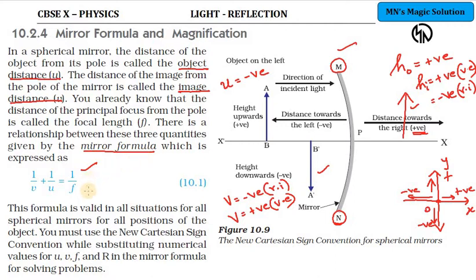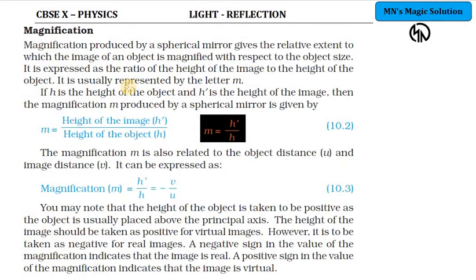And the formula is very simple. It is 1 by v plus 1 by u is equal to 1 by f. The second formula that we will be using is that of magnification. What is magnification? It is the relative extent to which the image of an object is magnified with respect to the object size. So the formula for magnification is given by: magnification is equal to height of image divided by height of object, or you can say height of image is equal to m times height of object.